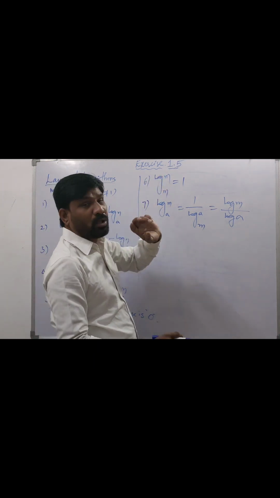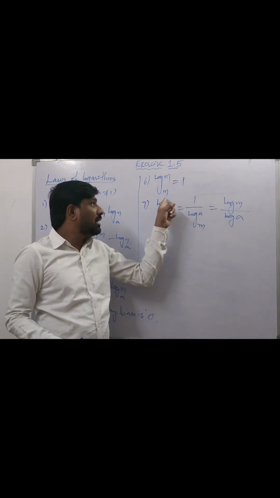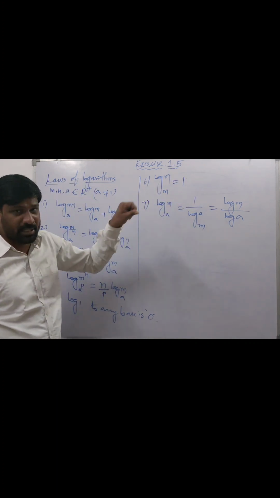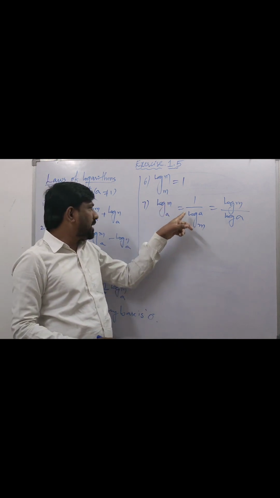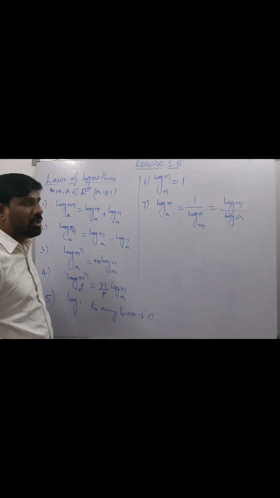Here, logarithm of a number to the same base is always unity. Here m should not be equal to 1 in this case, right? Next, log m to the base a can also be written as 1 by log a to the base m, and that is equal to log m by log a.